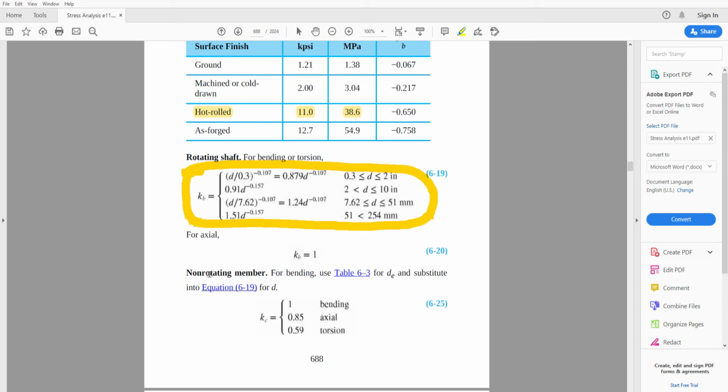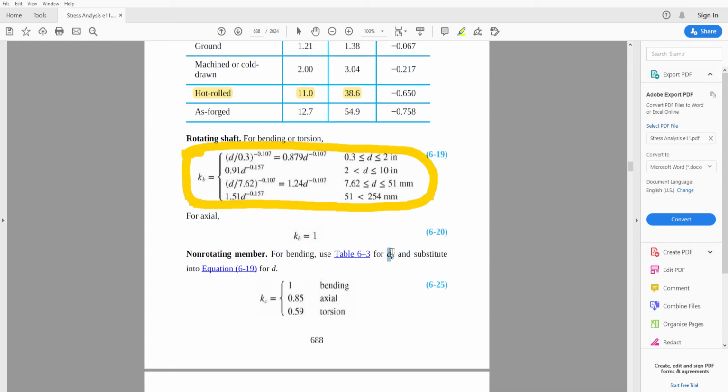If the shaft is non-rotating or the cross section is non-circular, you have to find the effective diameter, de. You can't simply use this. If the shaft is not rotating and if it doesn't have a circular cross section, you have to find the effective diameter from table 6-3. It's in our textbook, the 11th edition of the Shigley's book. You find de from a table. You plug it back here into one of these, and you find Kb.